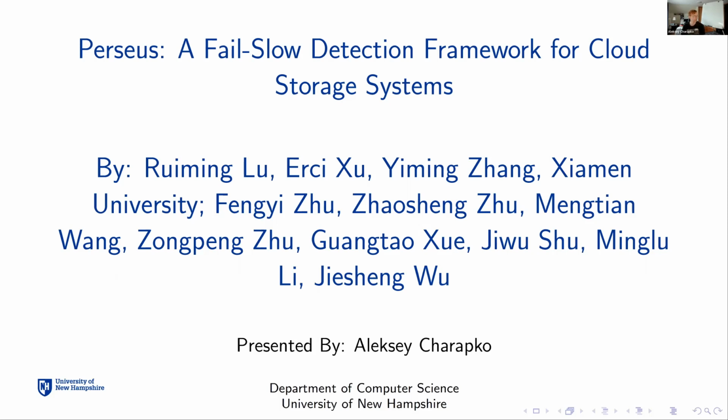The paper we're going to discuss today is called Perseus, a fail-slow detection framework for cloud storage system. This paper is from recent FAST 23. It is a deployed system paper. So the stuff that we're going to talk about is actually deployed in production, and has been used for 10 months at the time they had the paper out. So probably more than a year at this point.